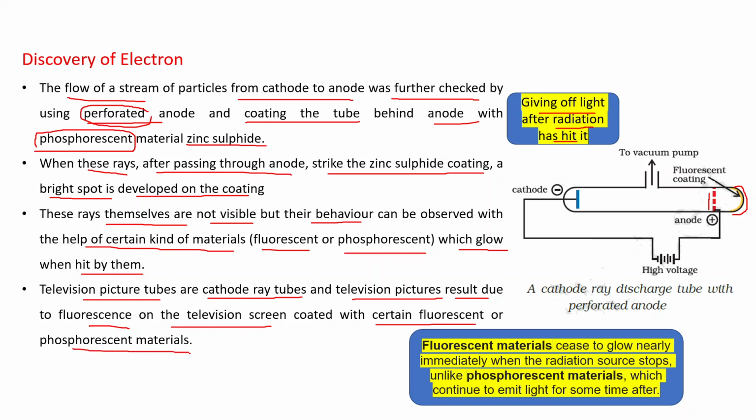Now, what is the difference between fluorescent and phosphorescent materials? Fluorescent materials cease, meaning stop, to glow nearly immediately when the radiation source stops. Unlike phosphorescent material, which continues to emit light for some time after the radiation source stops.